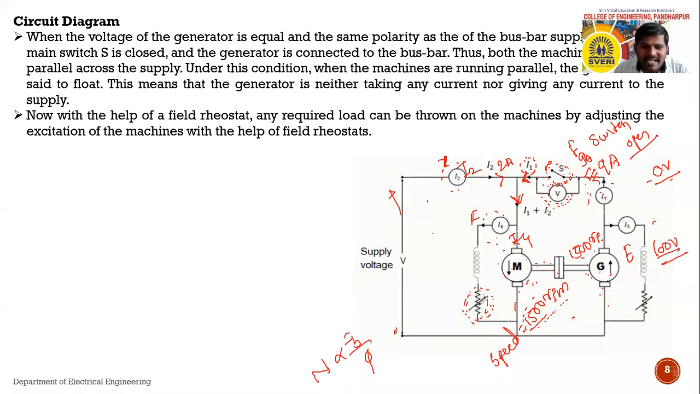So if we are increasing the resistance, the flux phi decreases. If phi decreases, the speed increases. Flux is increasing, right? Now the speed will be increasing and we are achieving the rated speed.